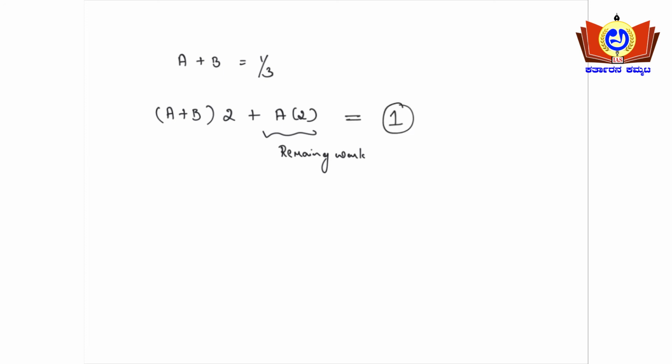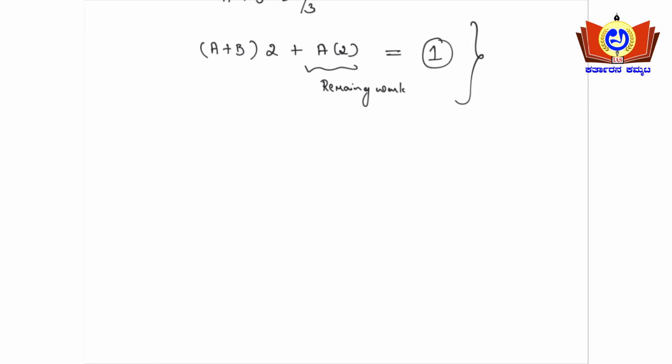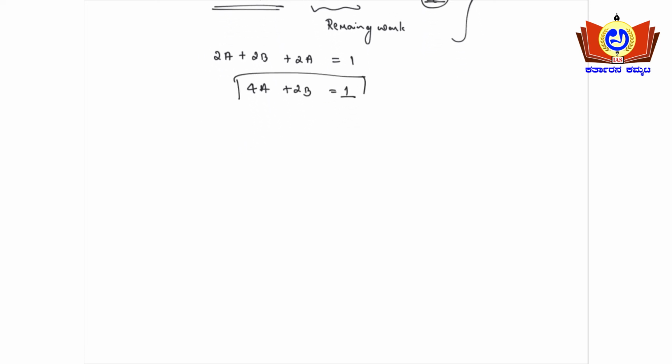Total work is 1. See, when you clearly know the substitution of this formula, then solving the problem becomes easier. So A plus B, they worked for 2 days. Then B leaves. So then the remaining work, A will be taking 2 days to complete. To complete the one work is 1. So substitute here: 2A plus 2B plus 2A, that will be equal to 1. So 4A plus 2B equals 1. This is the equation 1 we have got here.